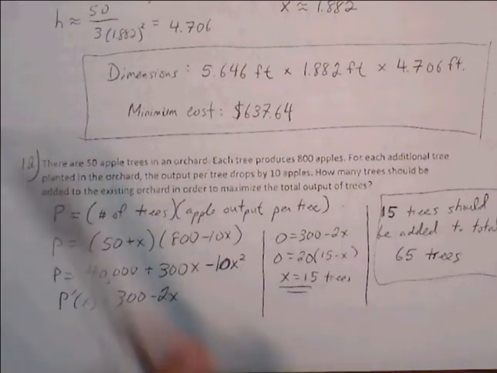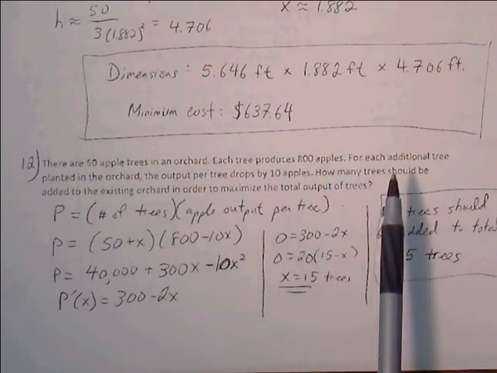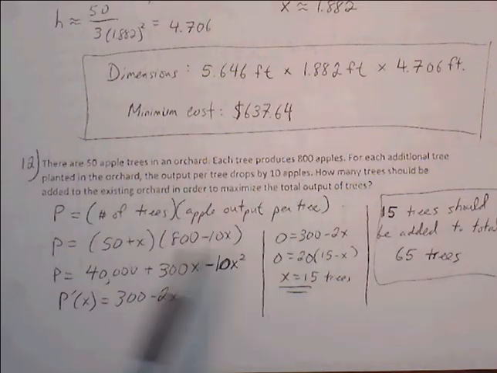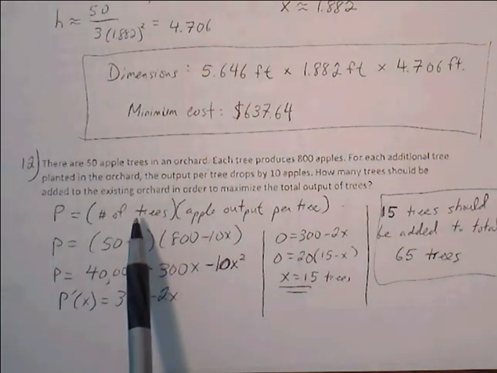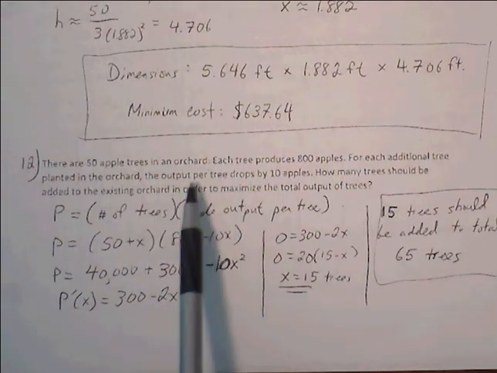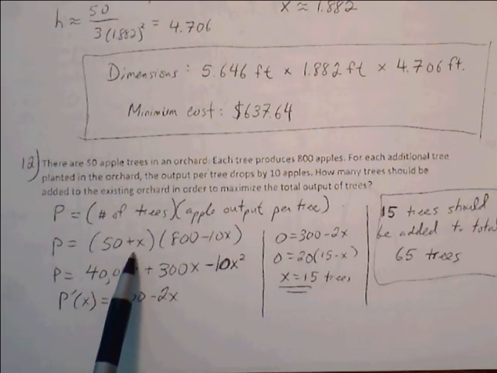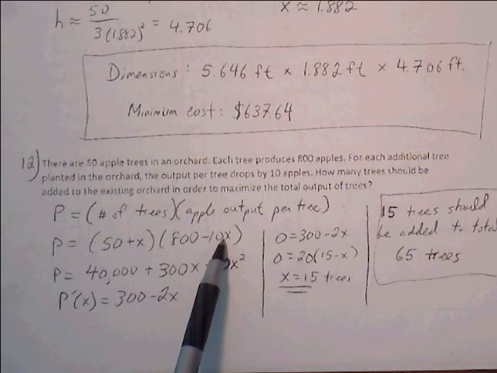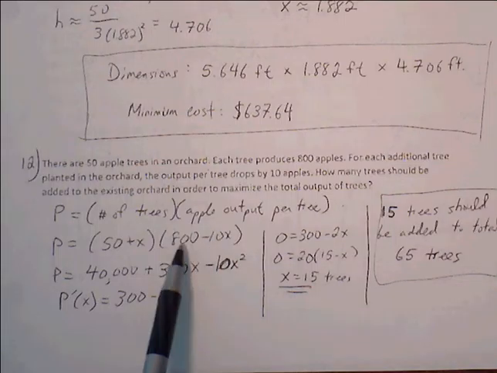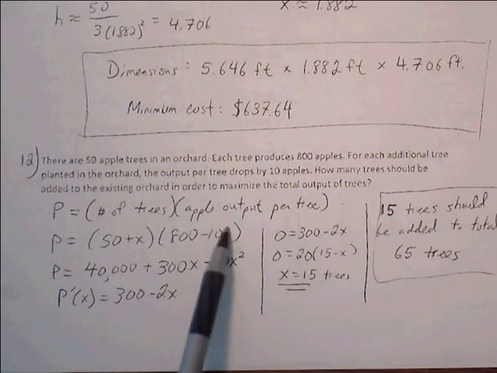All right, number 12. There are 50 apple trees in the orchard. Each tree produces 800 apples. For each additional tree, the output drops by 10 apples. So this is another problem that we've seen before, where an increase in one value will be a representative decrease in the other value. So that's what happens here. We start with 50 trees, but for each tree that we add to the garden, we're going to lose 10 apples per tree. So once we have that expression, we start off with 800, but each time we add a tree, we're going to keep losing multiples of 10.